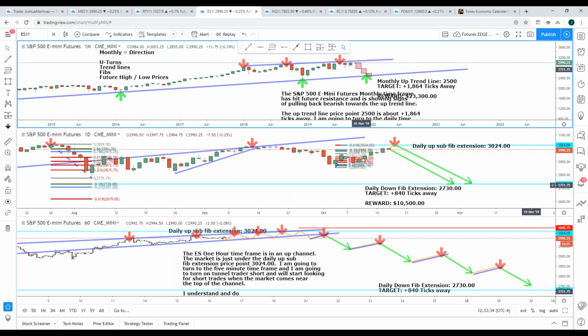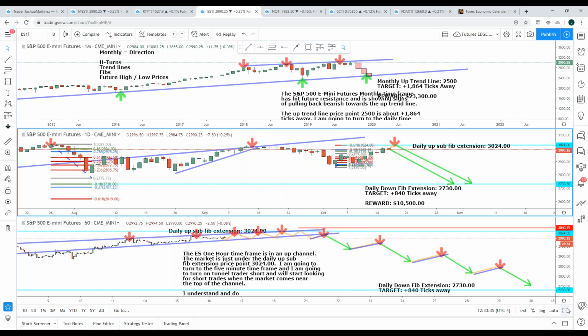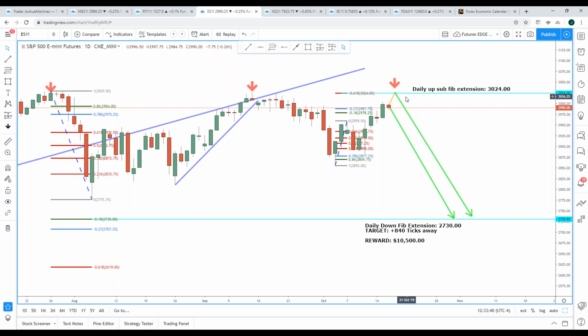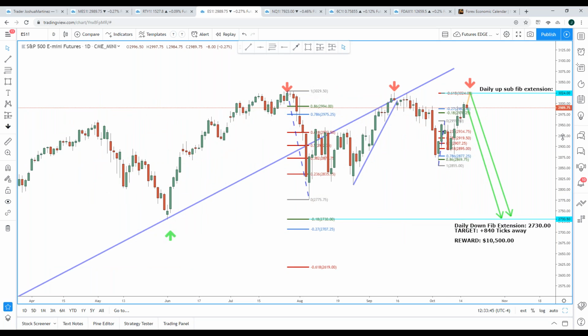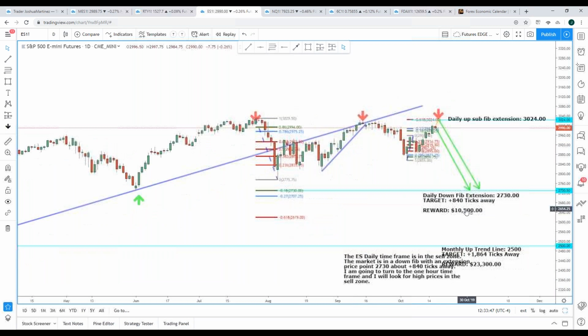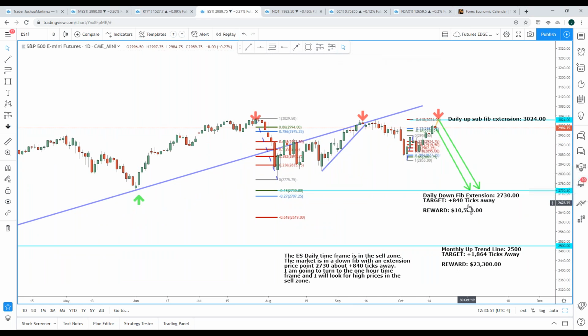We go to the daily time frame. We have a high price in the sell zone. There is an up sub extension at 3024, so just be prepared for the market to potentially pop up before it falls. Ultimately, we are expecting the market to fall to the fib extension of 2730, which is about 840 ticks of bearish potential movement. And then from there, we're going to expect the natural wave movement to take place.